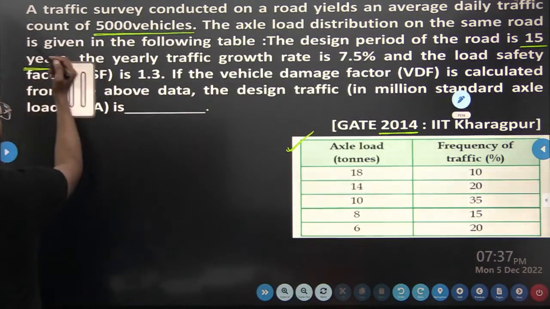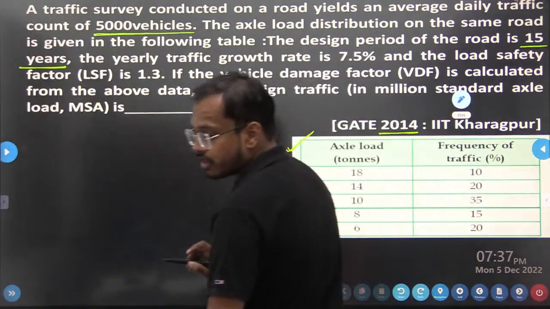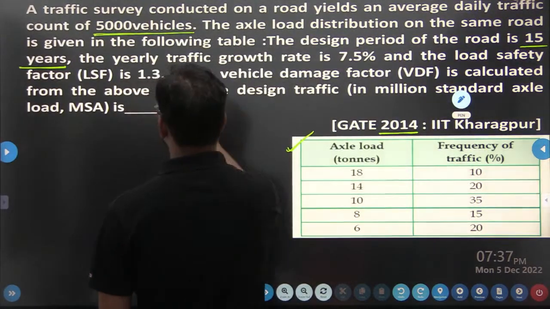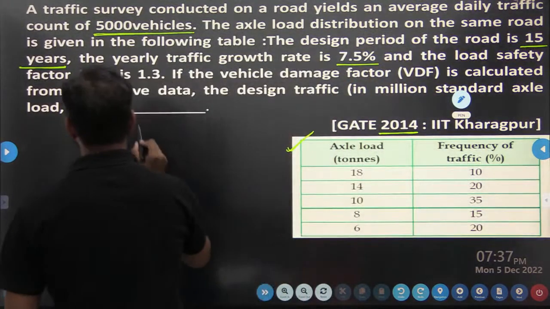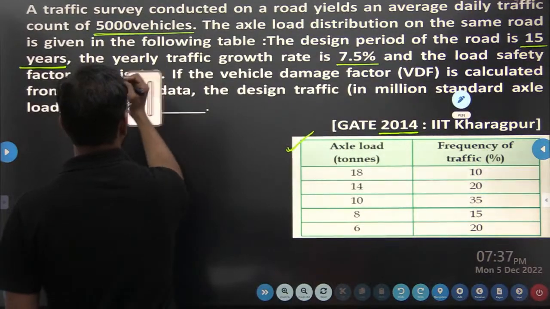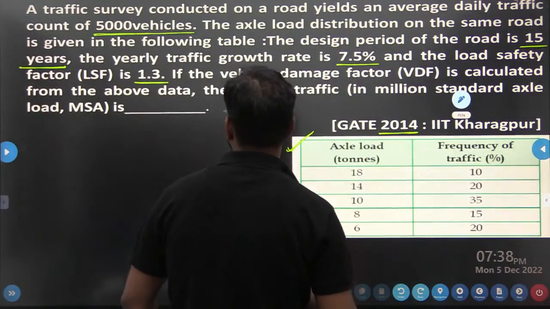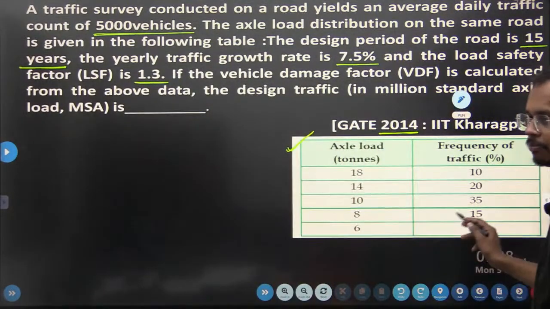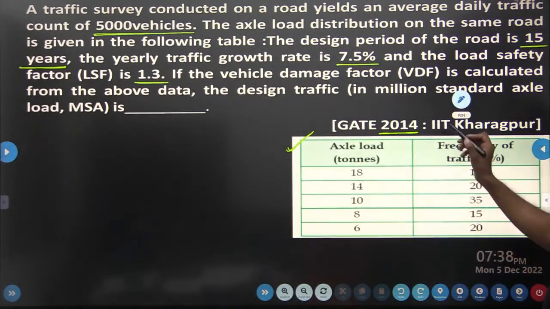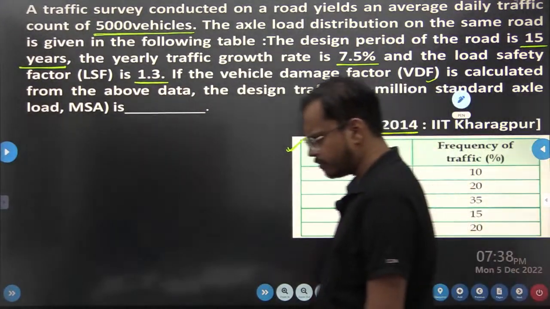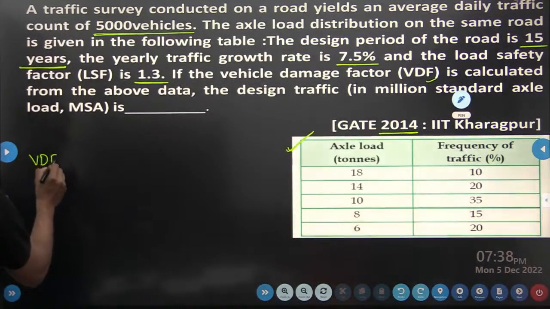The yearly traffic growth rate, that means the value of R, is already given. The yearly traffic growth rate is equal to 7.5%, and the load safety factor is 1.3. Vehicle damage factor is calculated with the help of the data below, given in the table. Using this data, we can calculate the value of vehicle damage factor. So how to calculate vehicle damage factor here?